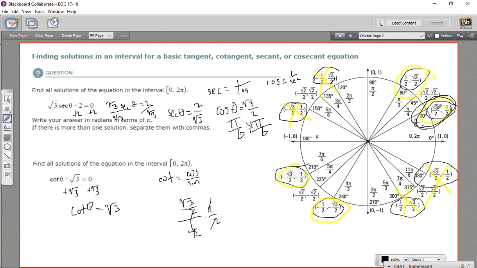So it looks like we need the square root of 3 over 2 as the cosine, and the sine is 1 half. So the one that works down here is the negative square root of 3 over 2 and negative 1 half at 7 pi over 6. So our answers then are pi over 6 and 7 pi over 6. So that is a little bit of work with finding solutions for secant and cotangent functions.